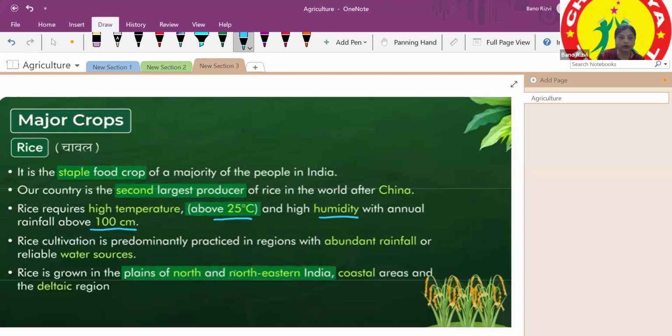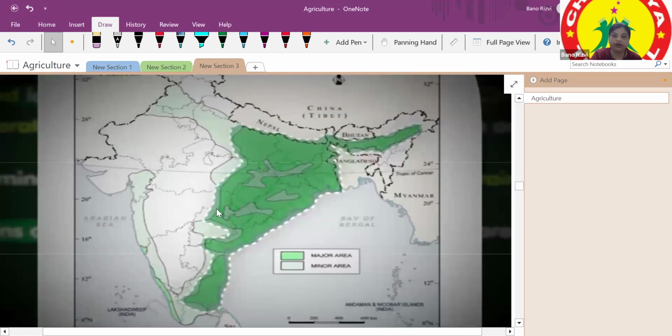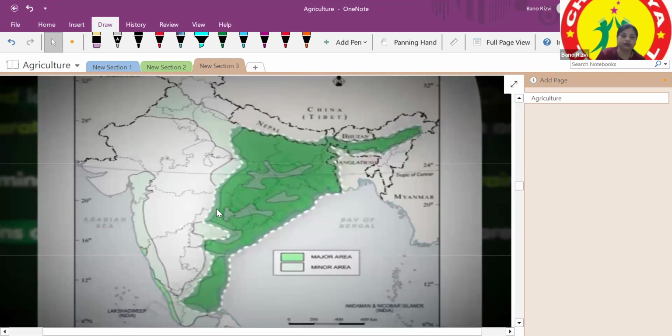Rice cultivation is predominantly practiced in regions with abundant rainfall because it needs above 100 centimeters of rainfall and reliable water sources. So rice is grown on the plains of north and eastern India, coastal areas, and deltaic regions. Here in the map of India, you can see also in your book, just mark the major rice growing areas here.